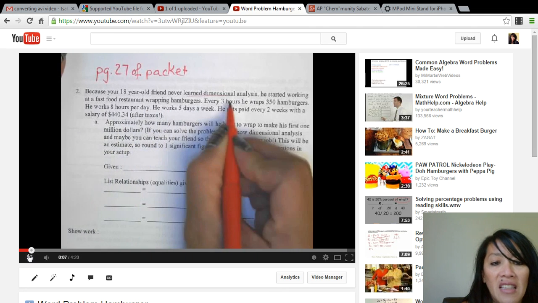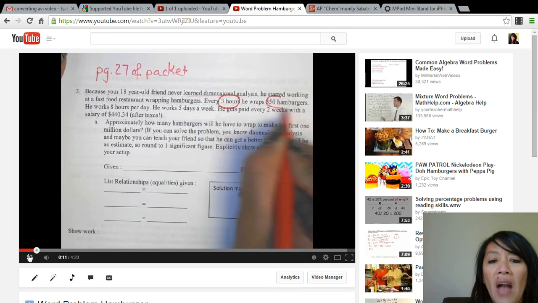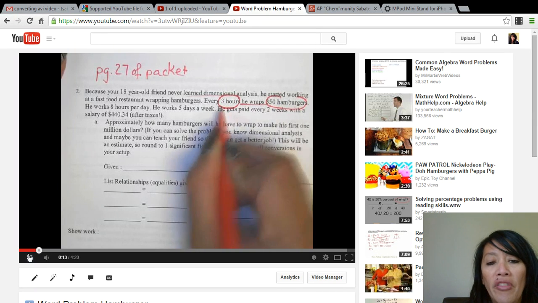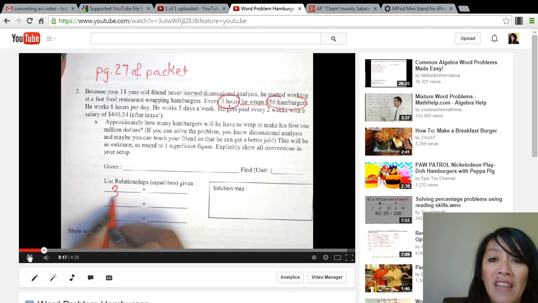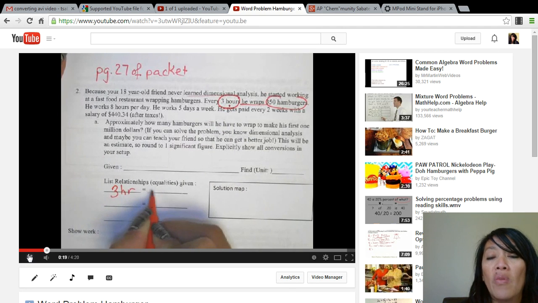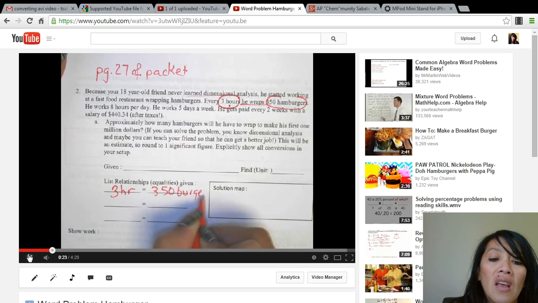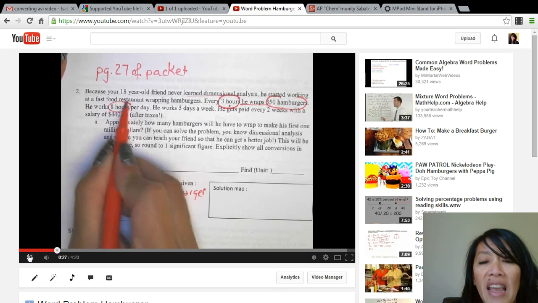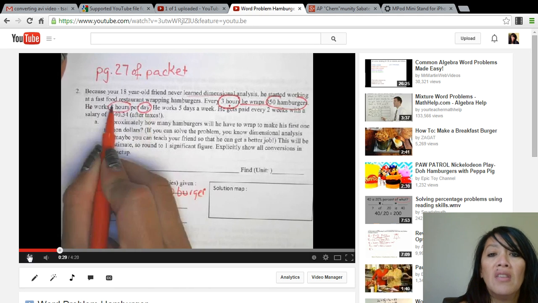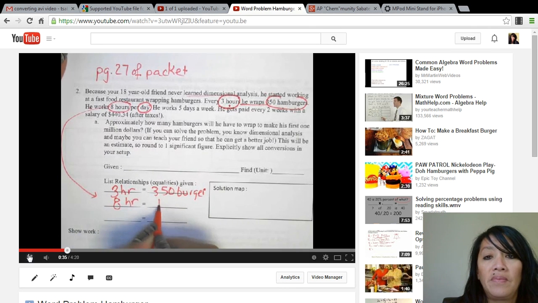We see that our 18-year-old friend never learned dimensional analysis. So he works 3 hours wrapping 350 burgers. From that, we get the relationship or equality statement that 3 hours equals 350 hamburgers. And then I'm going to continue to read and see that he works 8 hours per day. That gives me another relationship, that 8 hours equals 1 day.